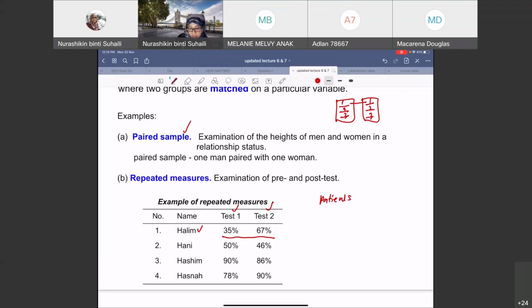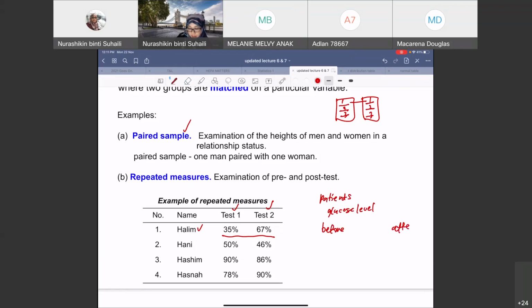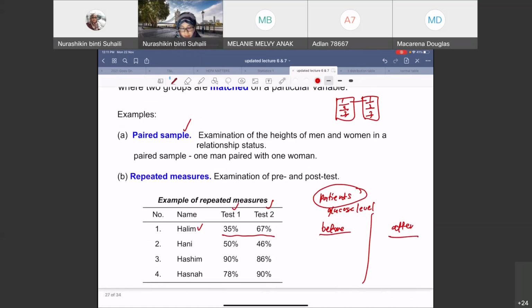That one also can, but let's say you want to measure the patients' glucose level before taking drugs and after taking drugs, but you're talking about the same group of patients. So it is a repeated measurement as well. Okay, so that also falls under the category of dependent data.